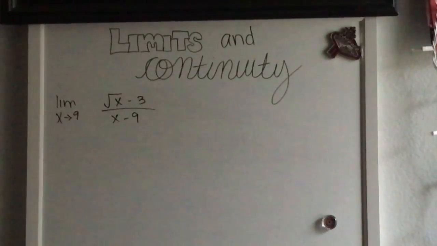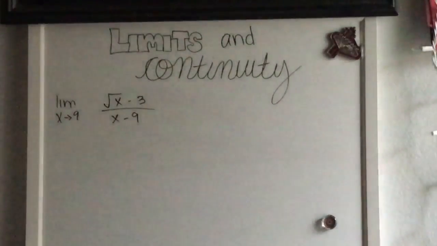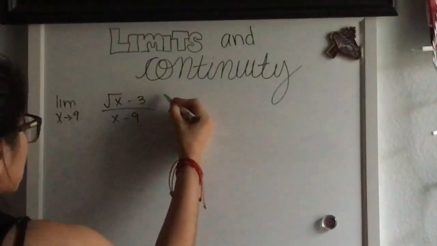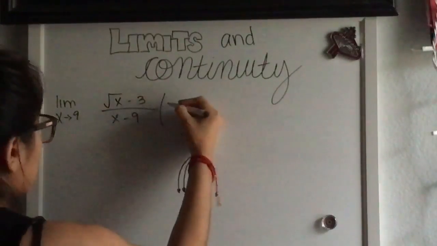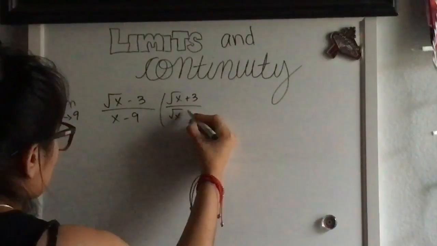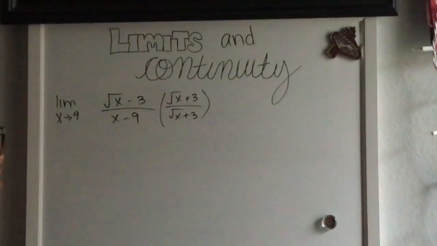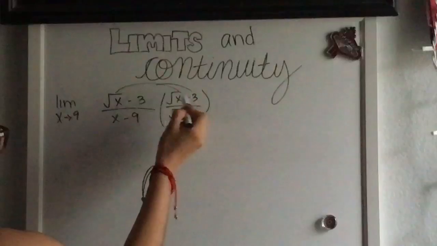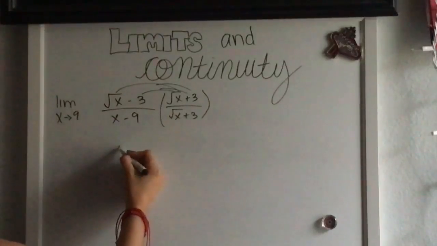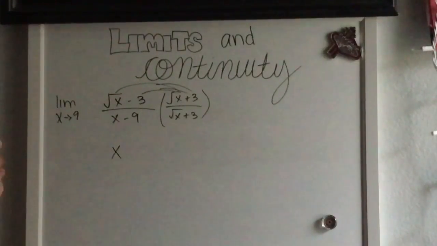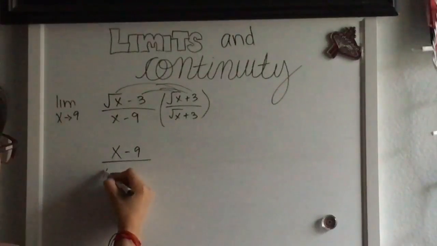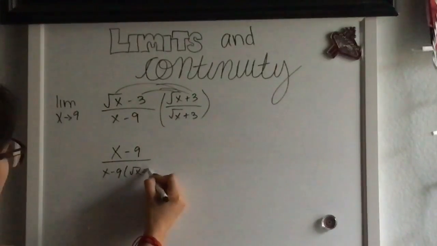So to find the limit as x approaches 9, we have to multiply it by 1 because we can't factor, so we're going to be rationalizing. So when we multiply it by 1, we're going to do it a bit differently. So it'll be root x plus 3 over root x plus 3. So we have to distribute the top, and as we're distributing the top, we'll notice that the roots cancel out to get just x, and then the 3 root x's will also cancel out, and then it'll just leave us with x minus 9 over x minus 9 times root x plus 3.